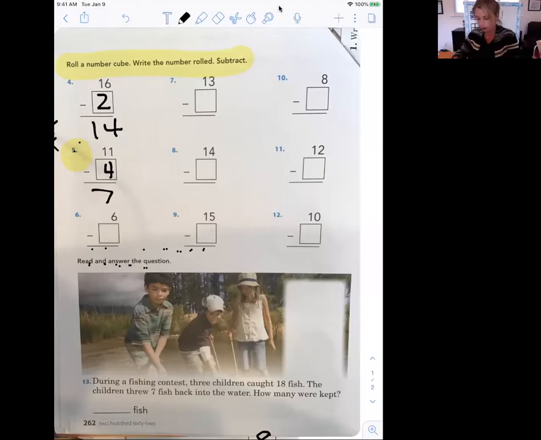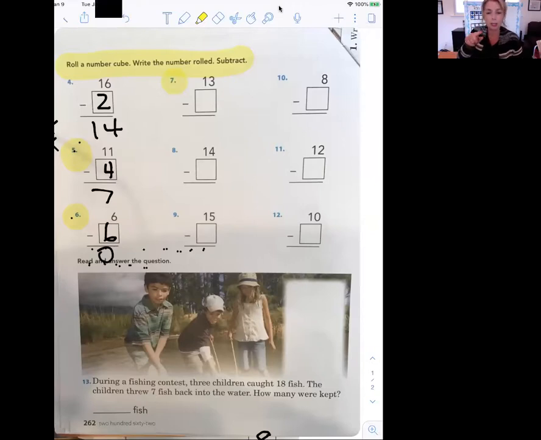Okay. Next one, we're at number 6, guys, right below it. 6, take away 6. Oh, who can get that answer? We've got to put the 6 in here. So 6 take away 6 is what? 0. Right.